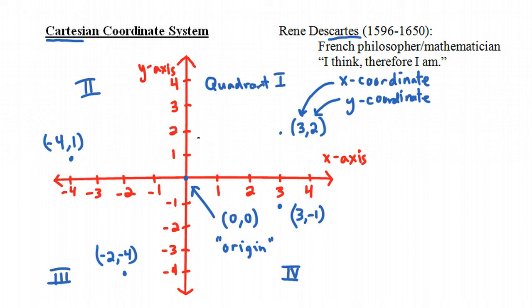Now there are some points that don't lie within any of the quadrants. For example, this point right here has coordinates 0, 3, because you move left and right 0 and you move up 3. That point lies in between quadrants 1 and 2. It lies out along the y-axis.